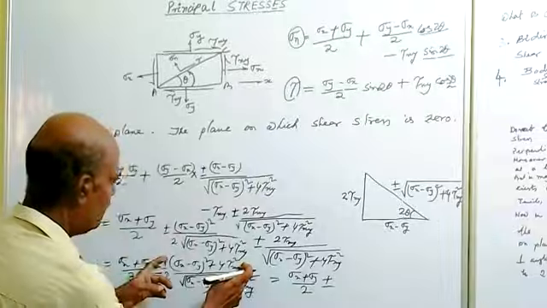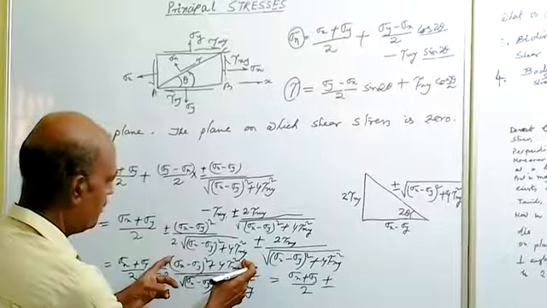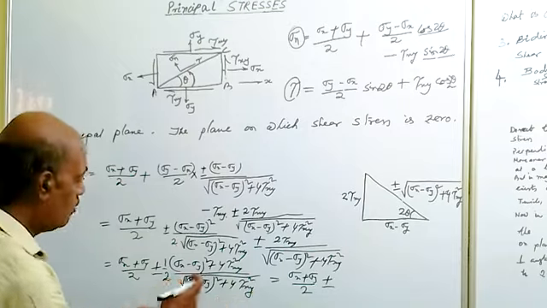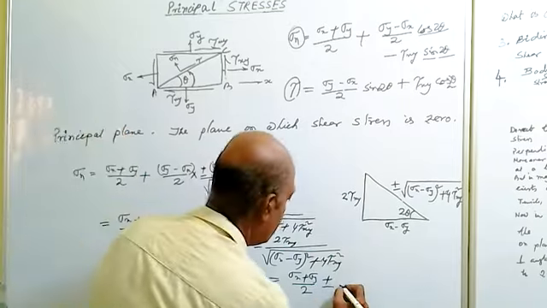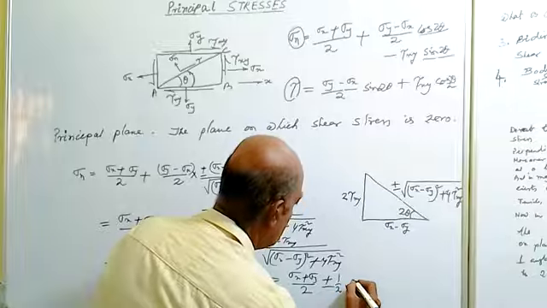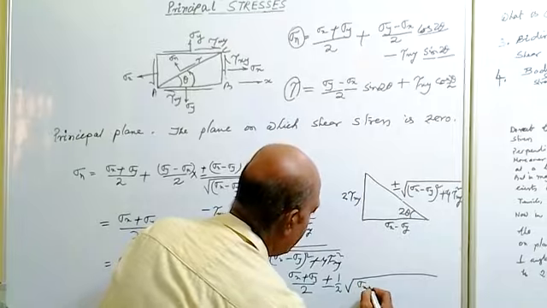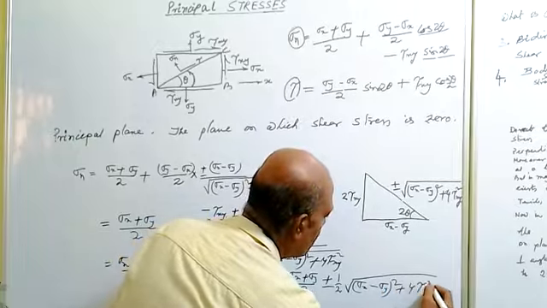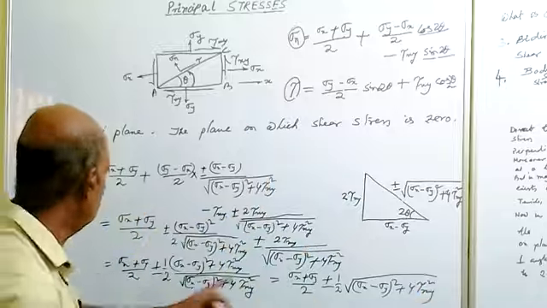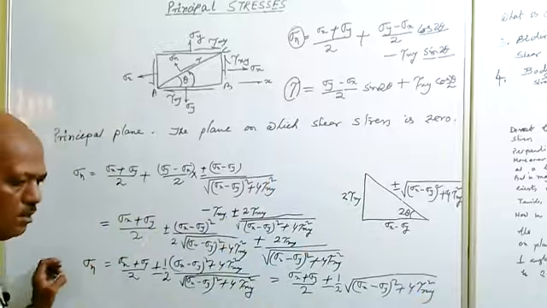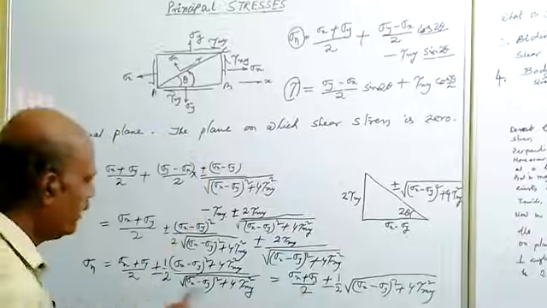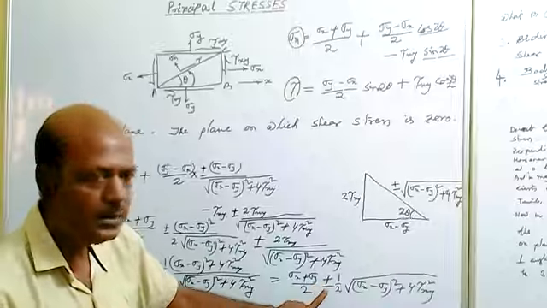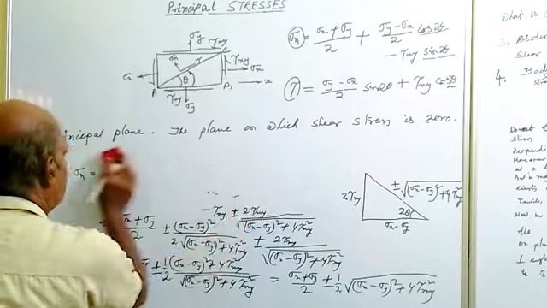So you can see, if this becomes a, this is square root a. The numerator becomes a, then denominator is square root of a. So we can write plus minus half root over of sigma x minus sigma y whole square plus 4 tau square xy. So this is the value of sigma n we have got. Now it gives two values. When you consider plus, it will give one value. If we consider minus, it will give another value of principal stresses.